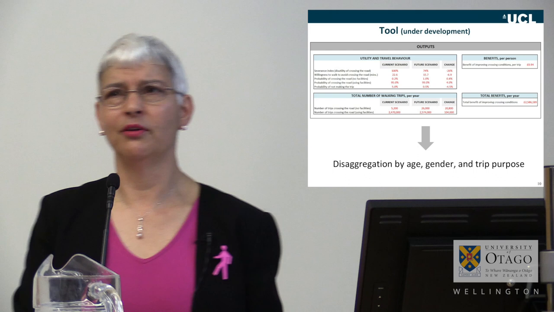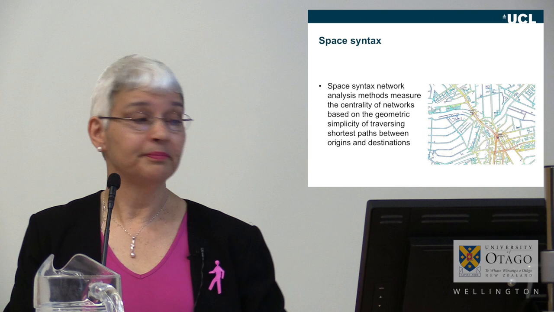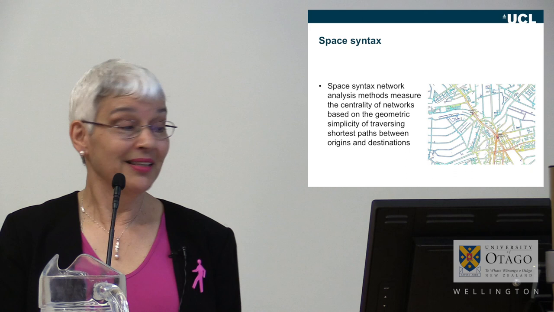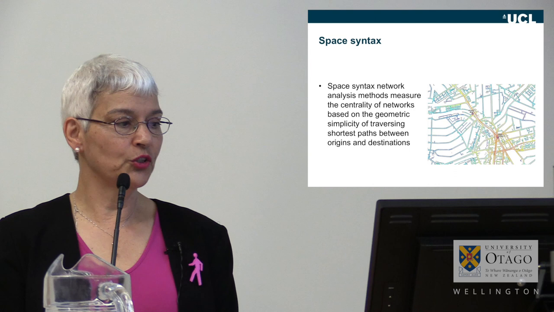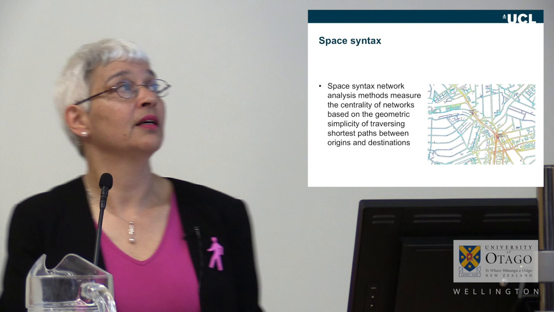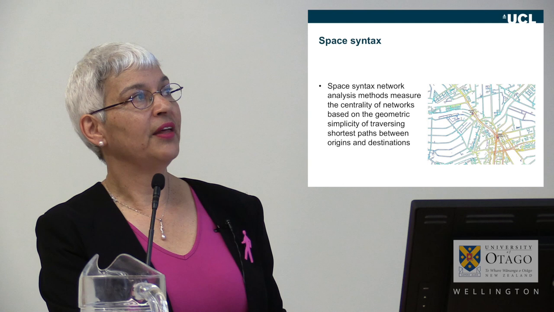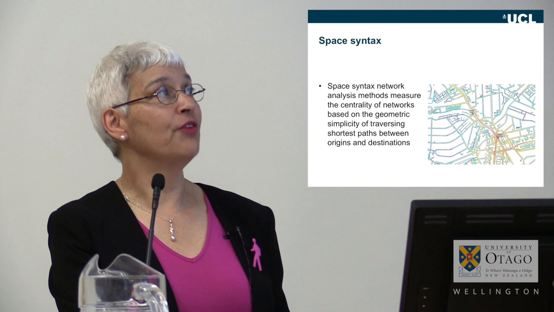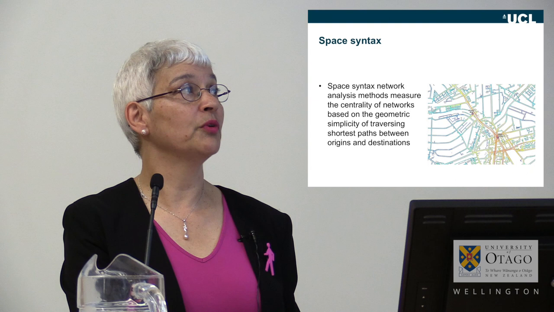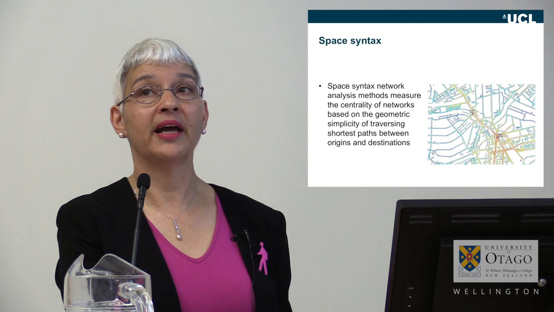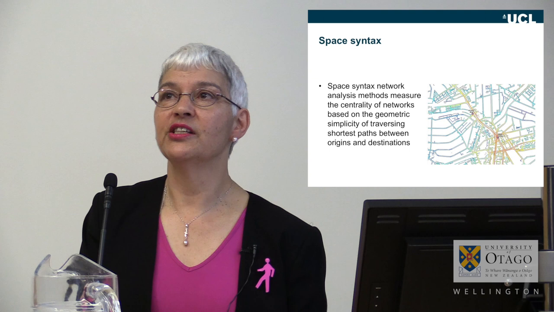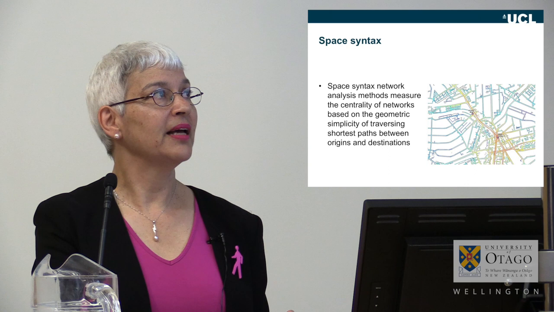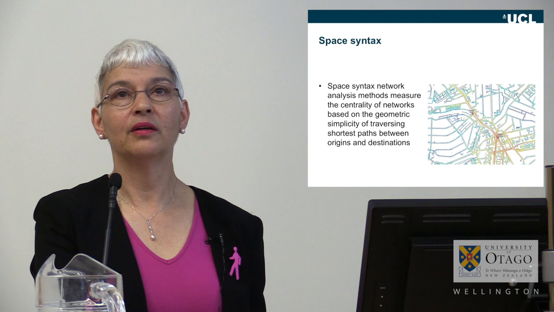So I said I'd mention space syntax. The space syntax network analysis methods measure the centrality of networks based on the geometric simplicity of traversing the shortest paths between origins and destinations. I hope that's as clear to you as it is to me. Basically, if you look at this map of Finchley Road, the yellow and orange are reasonably well connected. Red is the most connected. The darker the blue, the less connected. So if you want to get from here to there, you have to go through the more connected places. So the more red and orange, the easier it is to get from there to somewhere else. So obviously, places here are more walkable, more connected, whereas places down here, less so.